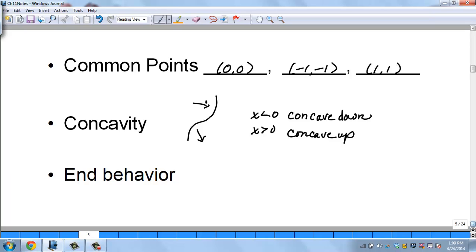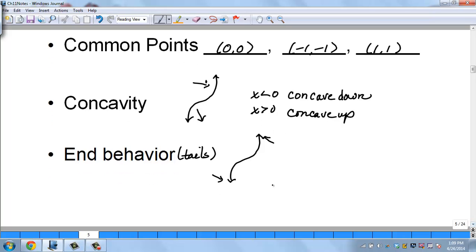The end behavior. Now, end behavior is the ends of the graphs. Sometimes we call them the tails of the graph. So again, this is what it looked like. The end behavior, what we're looking at is this part right here and this part. Where is my graph going? So what we typically like to say is, okay, when x goes to positive infinity, so I'm going this way, what are my y's doing? Well, they're going to positive infinity.